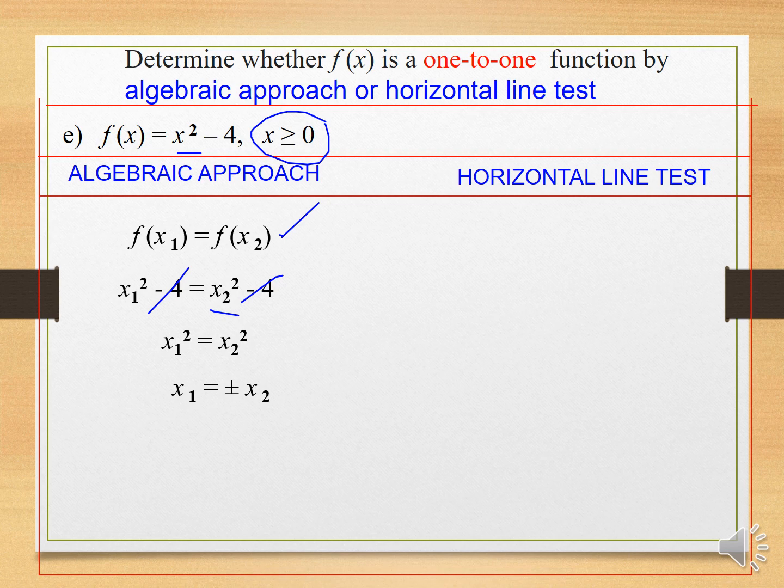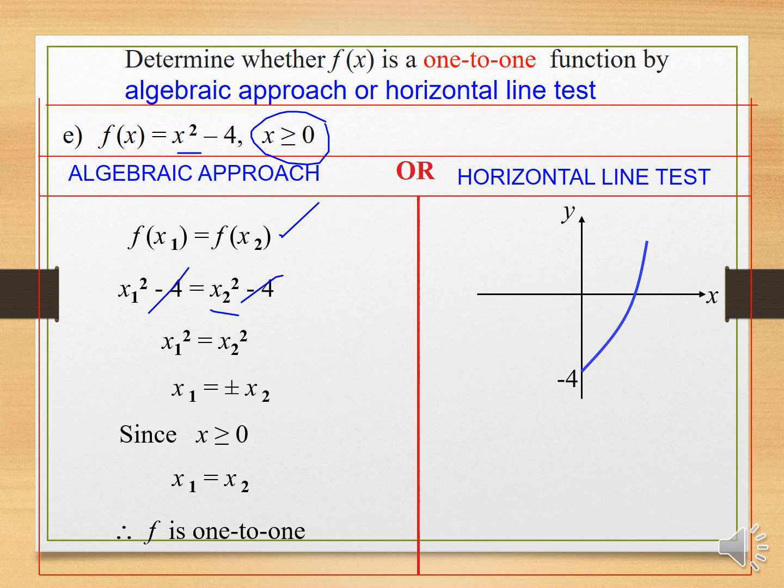But since x is more than or equal to 0, this implies that x1 equals x2. Therefore, this is a one-to-one function in its domain. For the horizontal line test, sketch the graph of x squared minus 4 for the domain, from 0 to positive infinity.